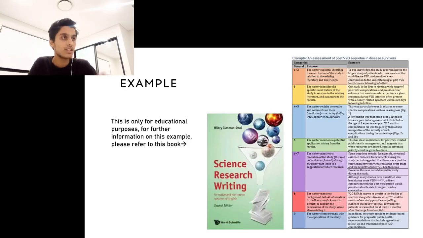So at first, to our knowledge, blah blah blah, larger study of patients' viral disease and provides a key contribution to the. So see, the writer explicitly identifies the contribution. So you start with a bang. You start with the importance of your research. Then the writer identifies a specific novel feature of the study. So now you want to go into that specific feature that your paper was all about.